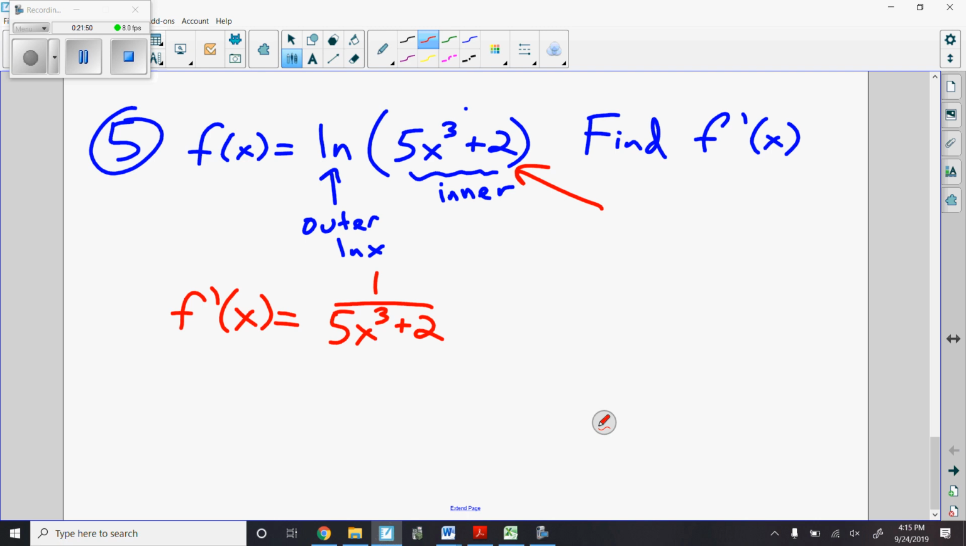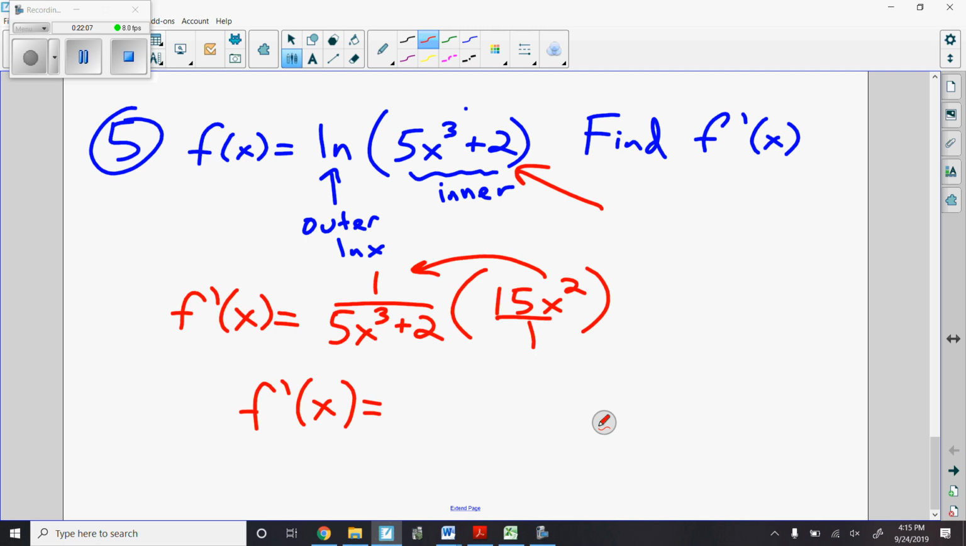And then I just need to multiply by the derivative of the inside. The derivative of the inner function is 15x squared. Cleaning this up, I'm going to write it as one fraction and see if anything simplifies. When I multiply these together, the 15 is just going to go on top, because 15 times 1 is 15, x squared. That's going to be on top, and on bottom, I've got 5x cubed plus 2.